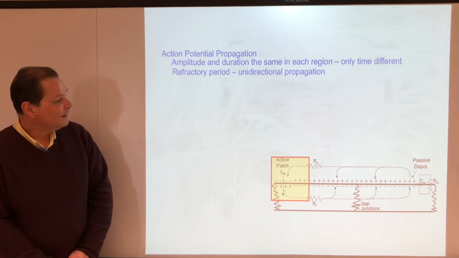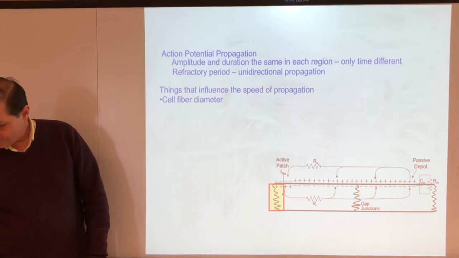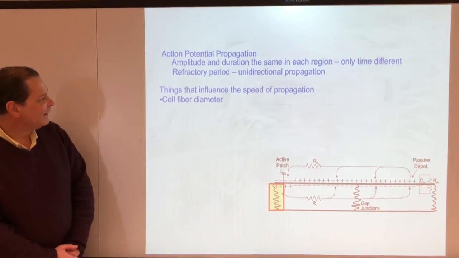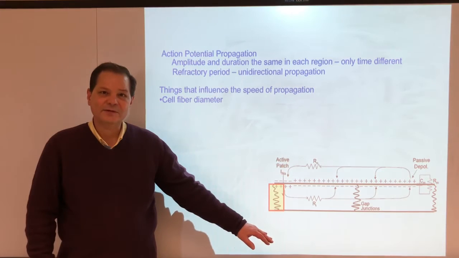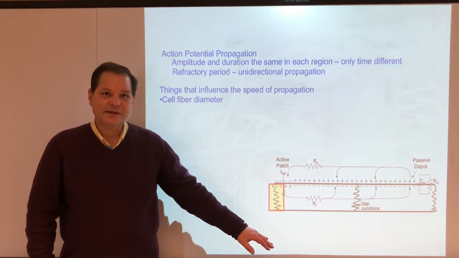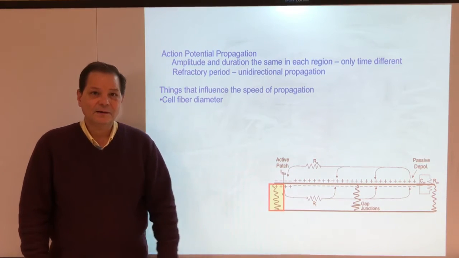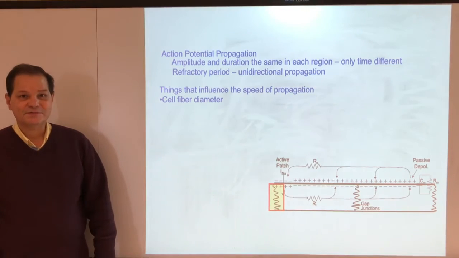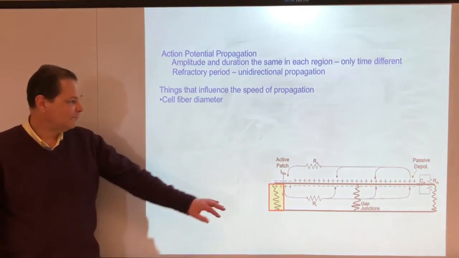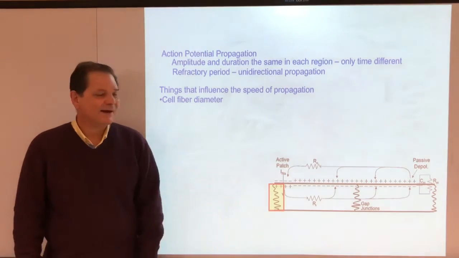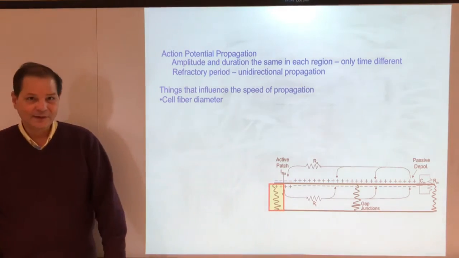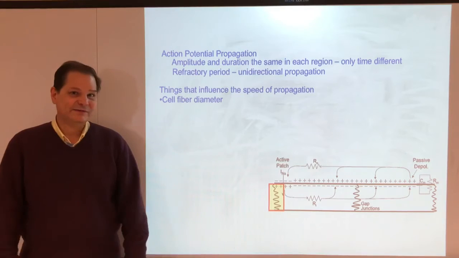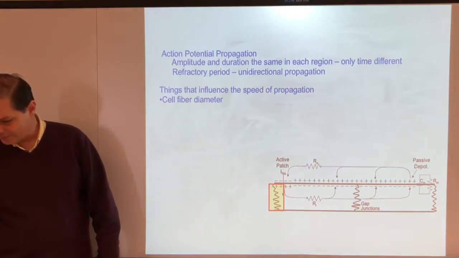First, cell fiber diameter could be smaller. If the cell fiber diameter is smaller in the AV node, then that would cause your action potential to slow down. Bigger cells propagate action potentials faster. That's not the case in the SA node, but it's a possibility in any cell with slow action potential propagation.